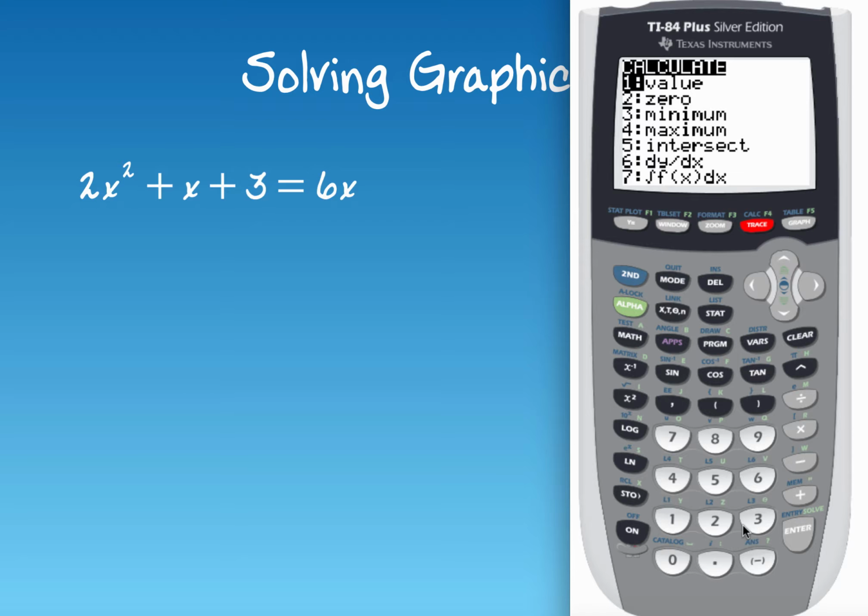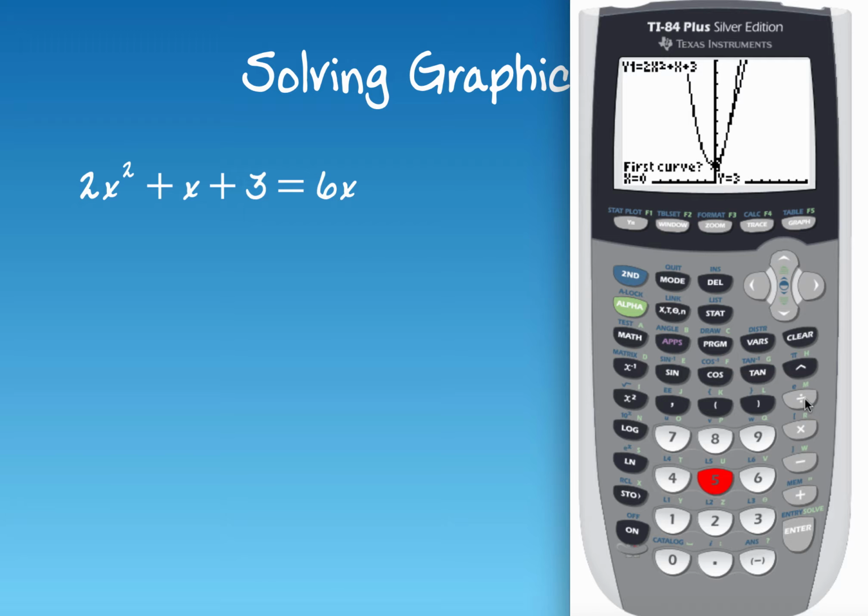So second trace, option number 5. I'm going to try to get close to where I see the intersection and hit enter 3 times. So I see that I have one intersection at x equals 1.5.